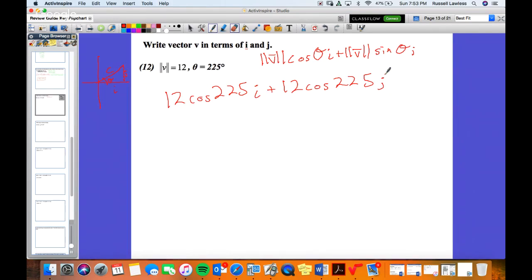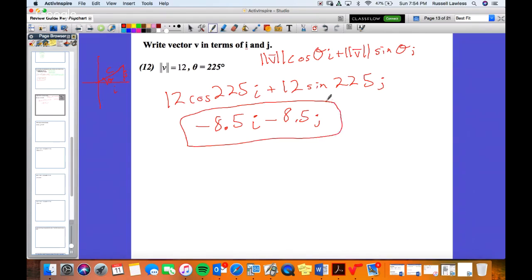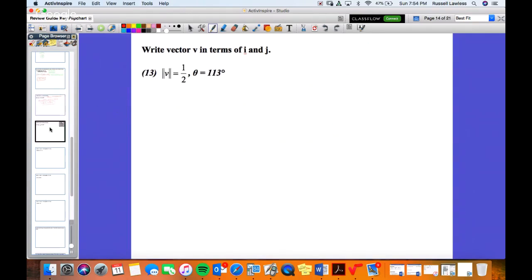Again, you're just going to plug these in your calculator, and I don't need an exact answer. Just give me the rounded answer of 1 decimal place. So that should have been negative 8.5i, and oops, that should say sine, not cosine. Sine. And then actually it works out where it'll be negative 8.5j as well. The reason is that it's a reference angle of 45 degrees, where they would be the same. That won't always happen, but like for number 13, we'll see.